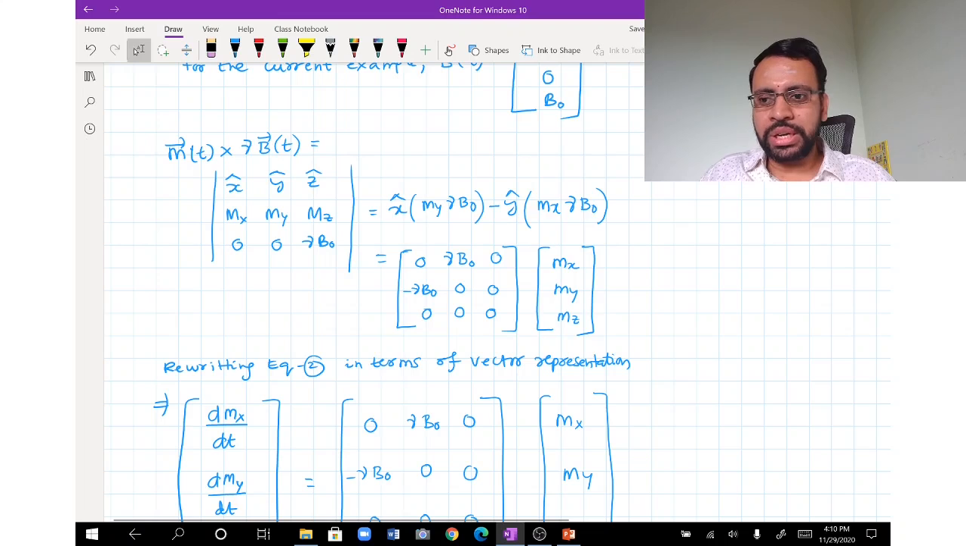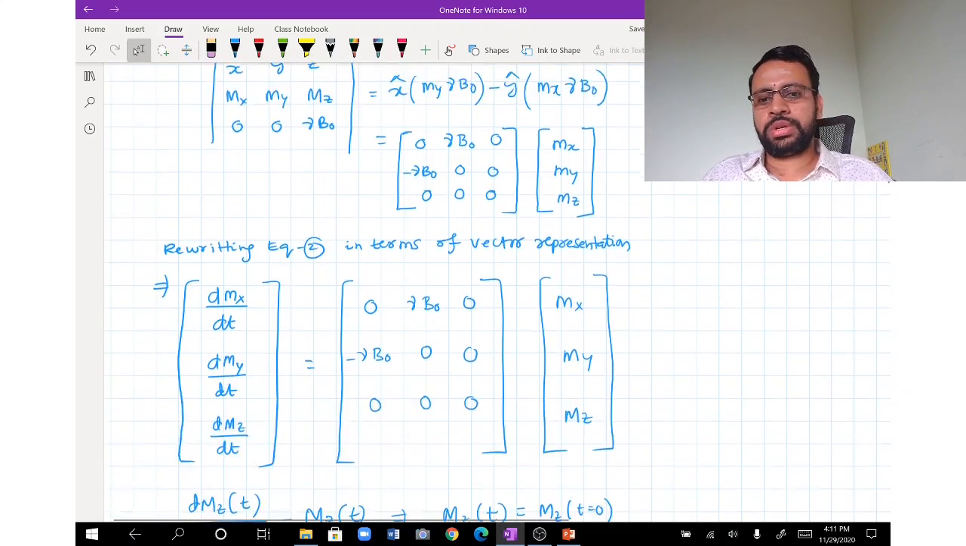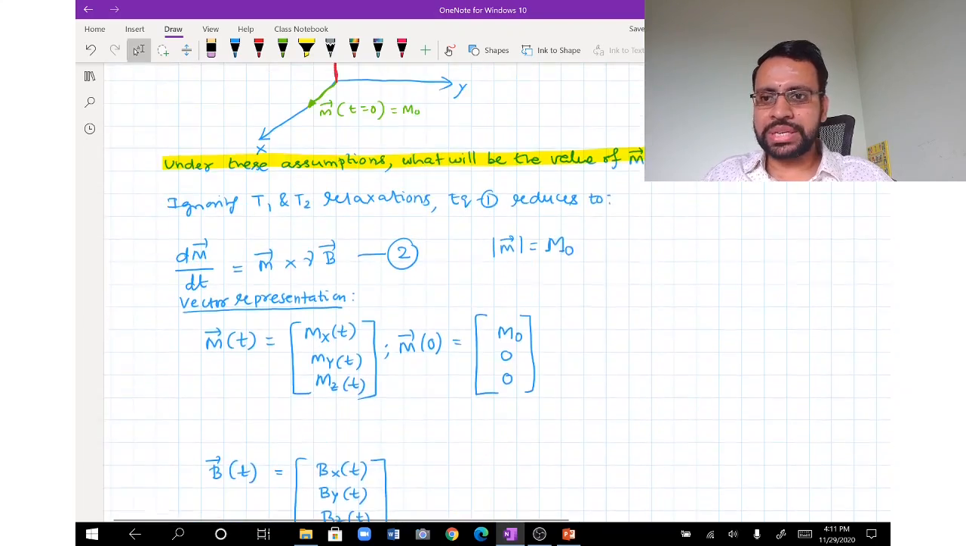So this cross product is equivalent to gamma times B naught into the matrix, that's what you have here. That's the first one, your x component. The second multiplication gives the y component. So how can you write that? You want to multiply mx with gamma times B naught, that would give you the y component. So here minus gamma times B naught, 0, 0 multiplied with mx, my and mz. And finally the z component is not there, so 0, 0, 0 times mz. Now this is your resultant.